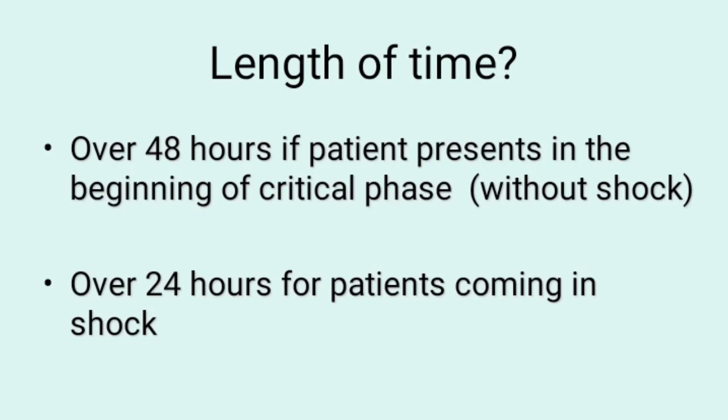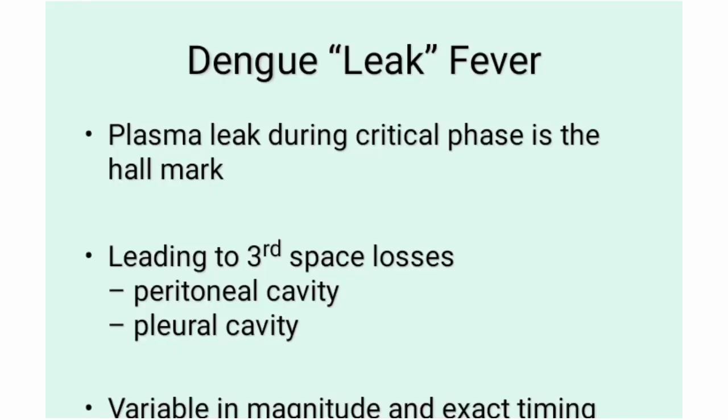In the critical phase, which lasts for about 48 hours, the leakage of plasma occurs. So where does the leakage occur? Leakage occurs within the body. It occurs into the third space, that is, the pleural cavity, peritoneal cavity, and interstitial spaces. So this leak is present within the body.